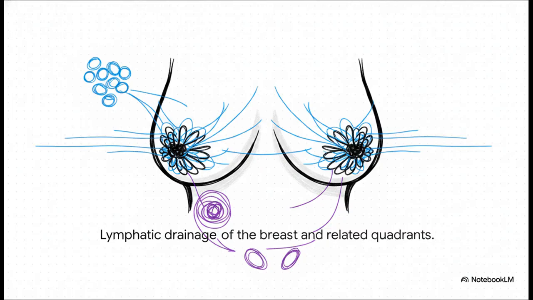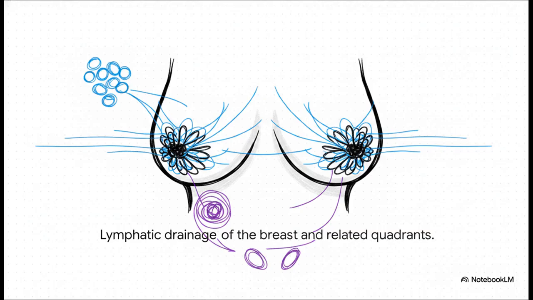Notice the subareolar plexus of Sappey deep to the areola. This dense network drains a huge amount of lymph into those anterior axillary nodes. But what's really fascinating, and frankly quite dangerous, is how these systems communicate with each other. The superficial lymphatics of the breast actually cross the midline and communicate with the breast on the complete opposite side.